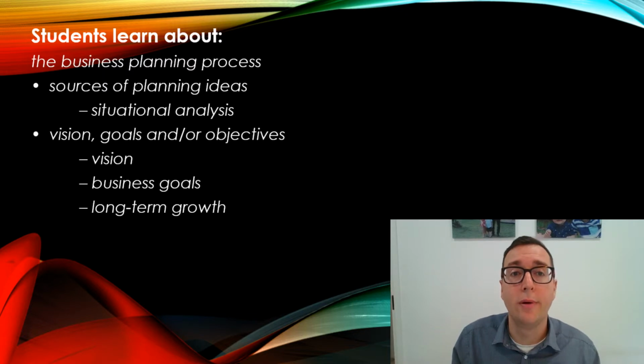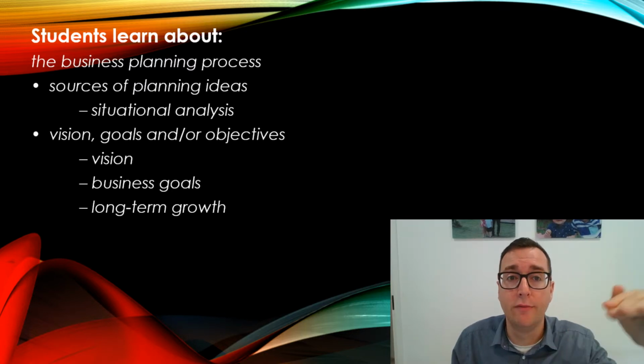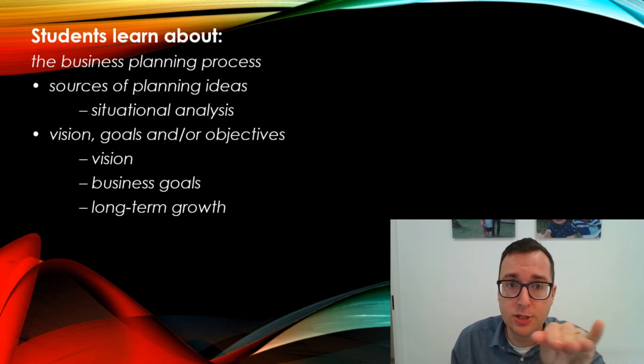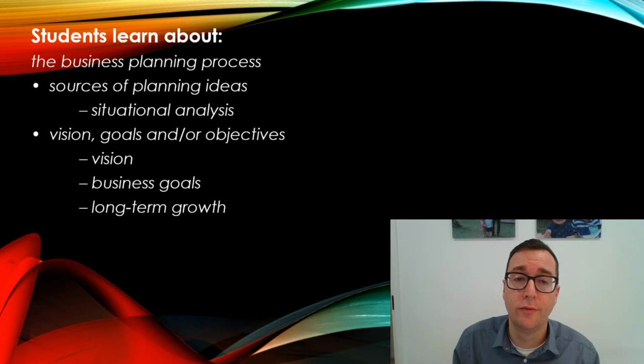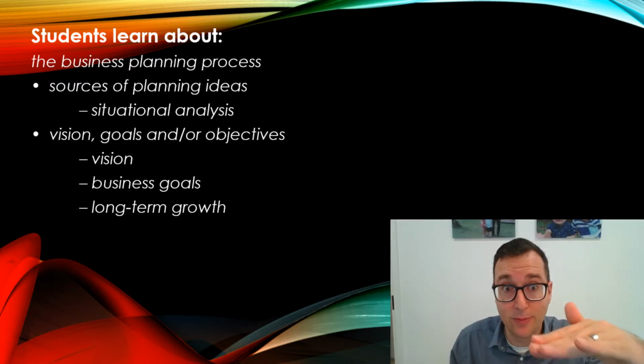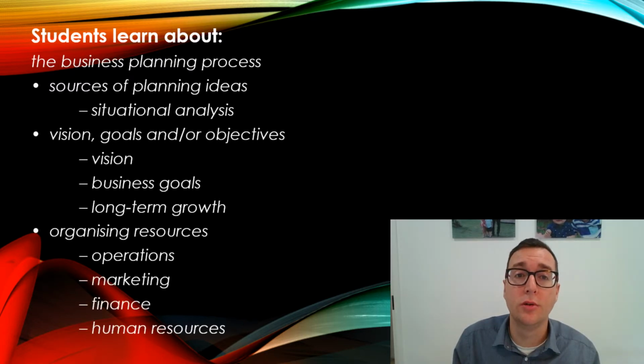Now, the second step after that source of planning ideas and a situational analysis is vision, goals, and or objectives. Here we look at a vision of a business, their business goals, and their long-term growth that they want to achieve. The next step in this planning process is organising your resources.